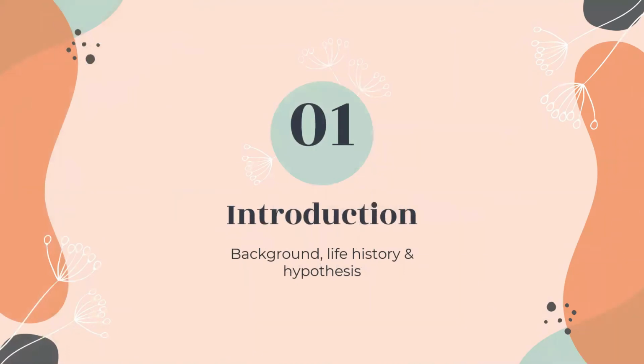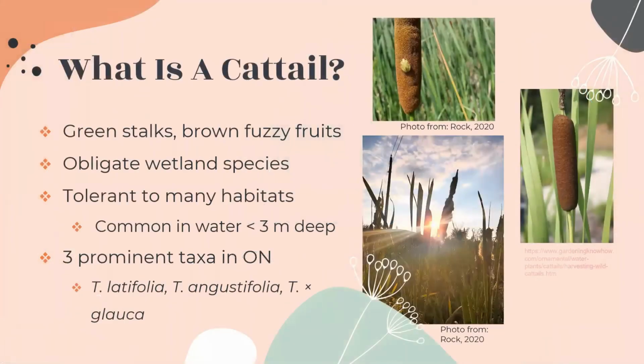To begin, I will go over some background information just to help set the stage for my research. So what is a cattail? Cattails are those green plants with the brown, furry, hot dog-looking fruits on top that you can see along roadsides and in wetlands in the summer months.